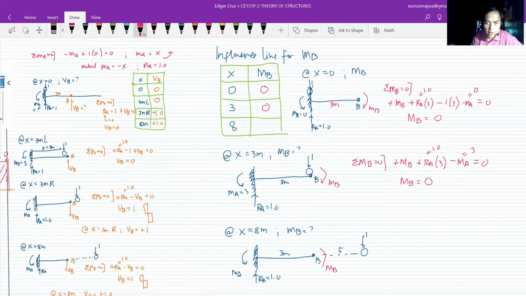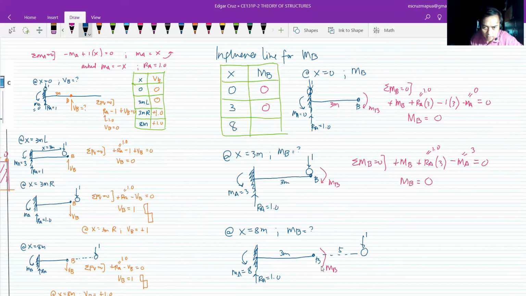By the way, ano muna yung MA? So, yung MA natin, ano yung MA? What would be the moment at A kapag yung unit load is nasa dulo, nasa 1? E di 1 times distance, so that is 8. So 1 times 8, so the moment at A would be 8. Okay? So the moment at A would be 8. So, ano palagay nyo ang magiging moment dito?